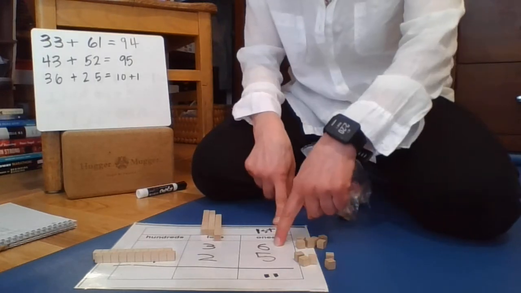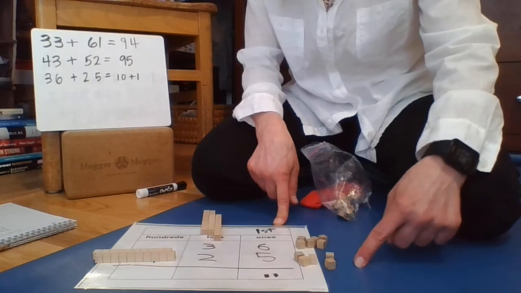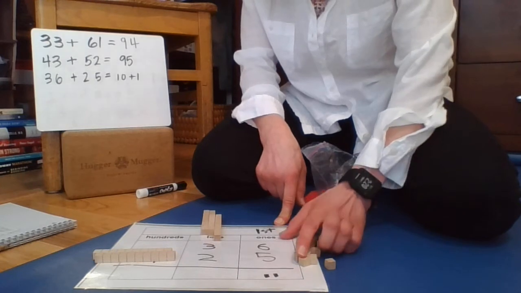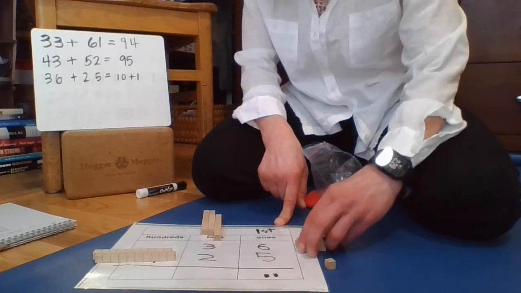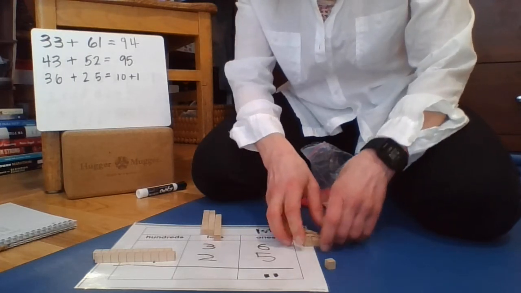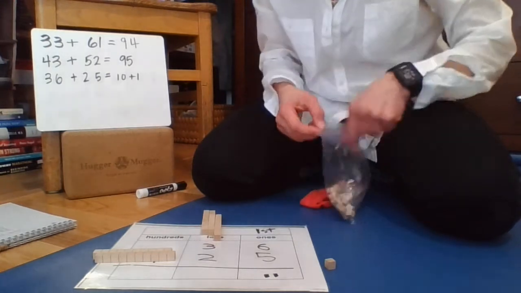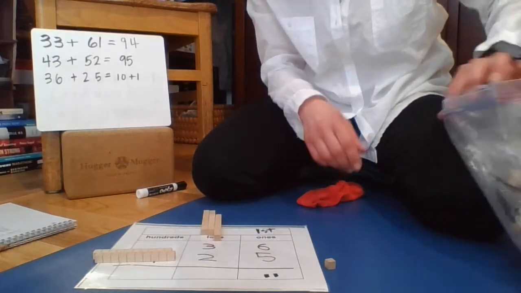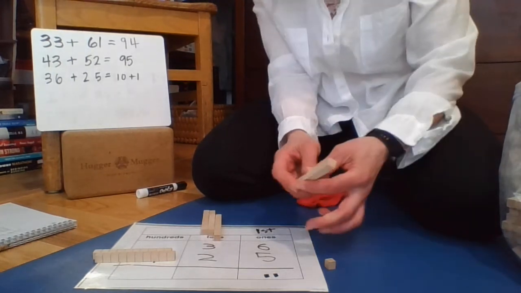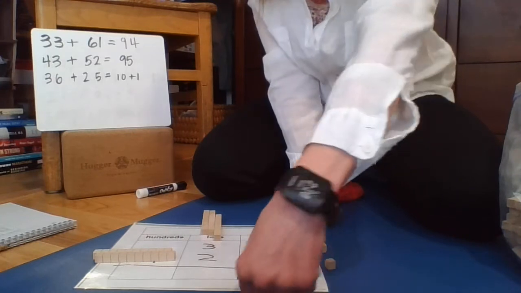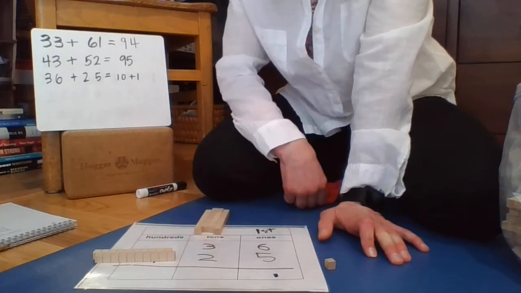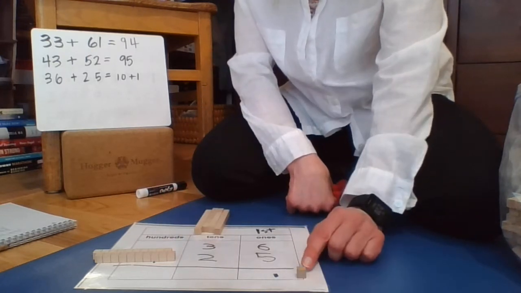Okay, so when I combine 6 ones and 5 ones, I get 11 ones. Okay, so I'm going to go ahead and regroup. I'm going to take the 10 ones, and I'm going to make an exchange. I'm going to put it back into my bag, and I'm going to take out a 10, because I exchanged it, because I have 11. So now that I've taken that out, I can move that 10 into the 10s. So I just have 1 here.